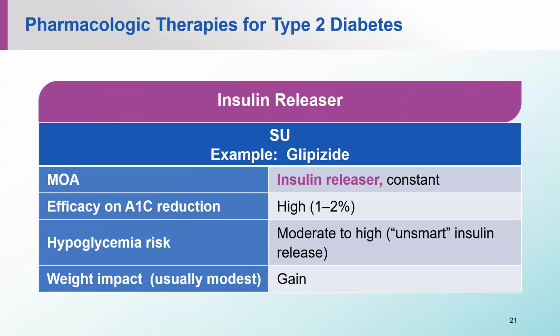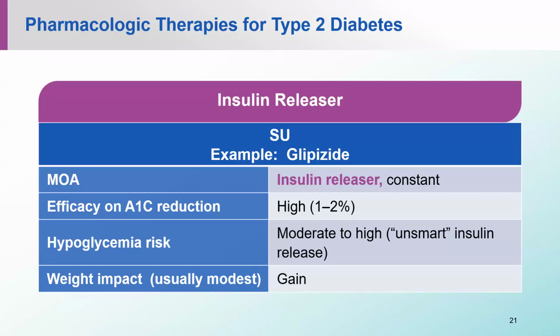All right, now we're going to switch gears and go to the insulin releasers. So the first one, the sulfonylureas, glipizide is the most commonly used. And this is what I call dumb insulin release. Because what a sulfonylurea will do is say to the pancreas, oh, the blood sugar is 80, still release insulin.